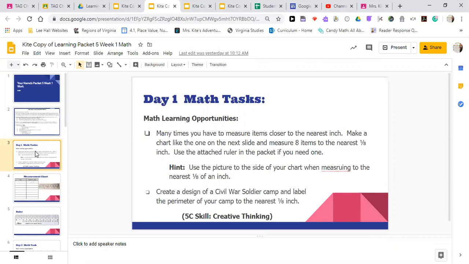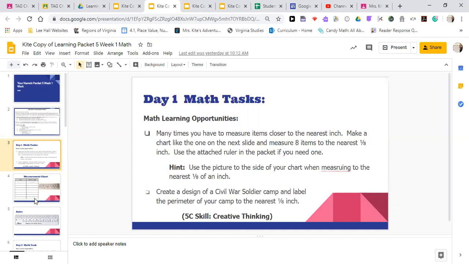If you're in my class, you know that if you highlight the errors, I often give you a bonus of some kind. Create a design of a Civil War soldier camp and label the perimeter of your camp to the nearest 1/8 of an inch. That is a 5C skill. So if you're taking part in the 5C challenge and trying to earn that creative thinking badge this week, this will count towards that badge.